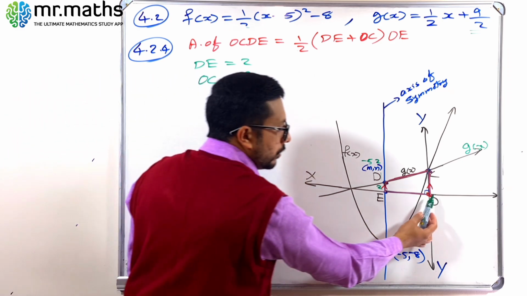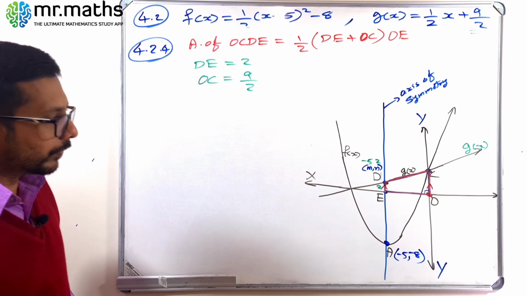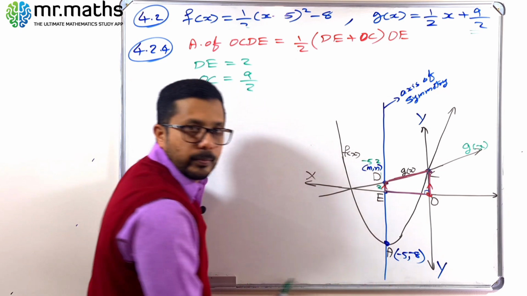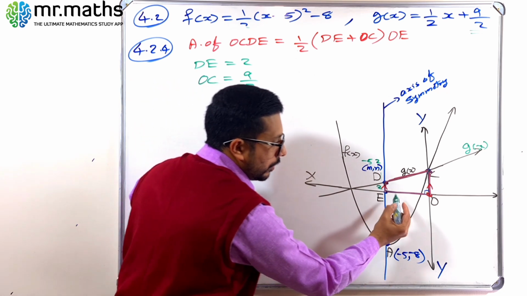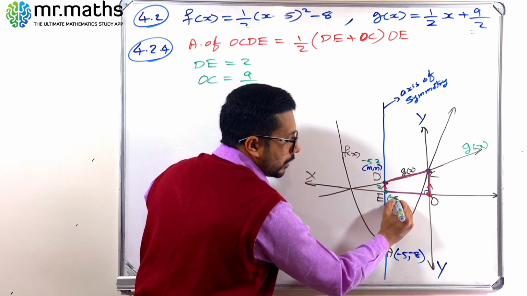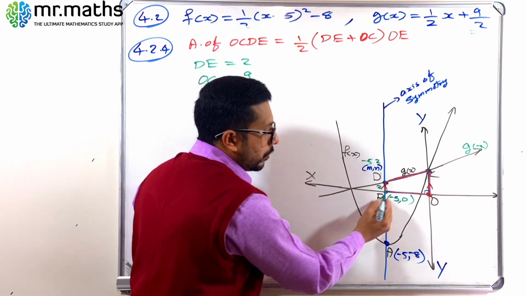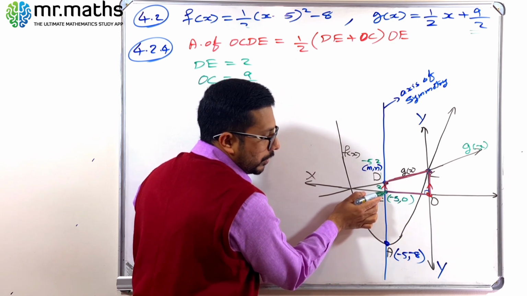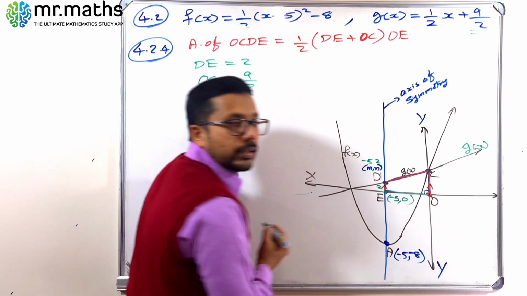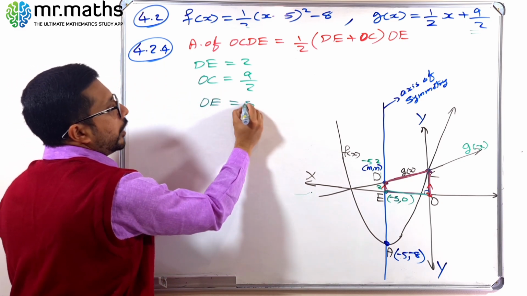Now we have to find the length of OE. How can you find the length of OE? Axis of symmetry. Look at this: point A is (-5, -8). So what is the x value here? The same x value, that is minus 5. What is the y value at the x-intercept? y is 0. So the x value at point E is minus 5. So this distance is 5 units. So OE is 5 units.